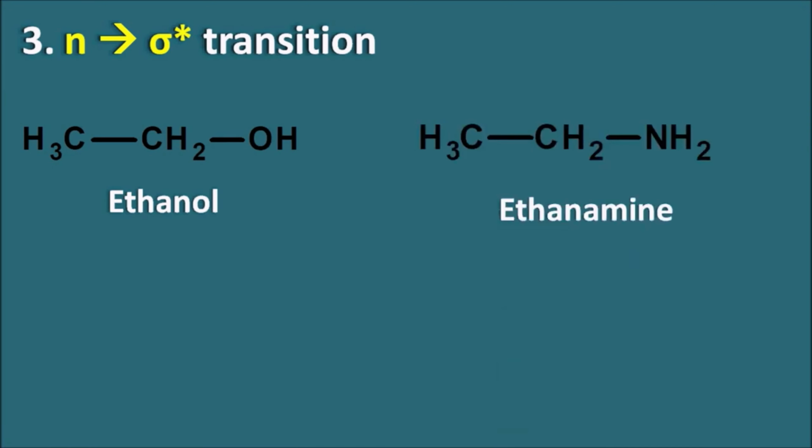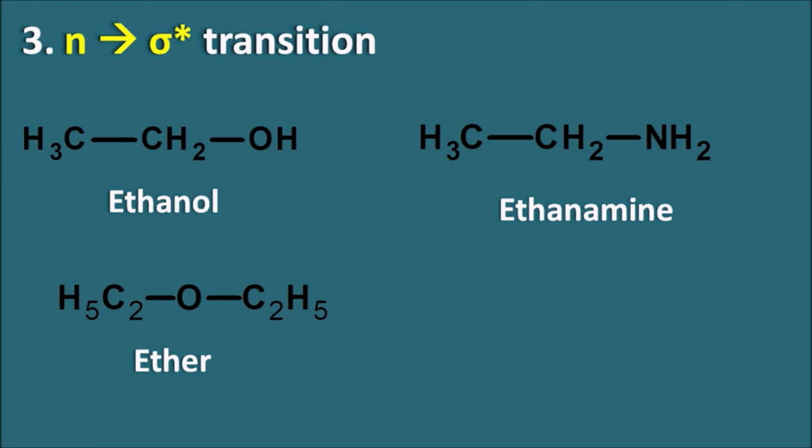Similarly, amines like ethanamine can again show the n to sigma star transition, and ethers can also show the n to sigma star transition. So if any molecule has a heteroatom attached with a single bond, it can show the n to sigma star transition. Again, these transitions require high energy and they fall within the region of less than 200 nanometers.